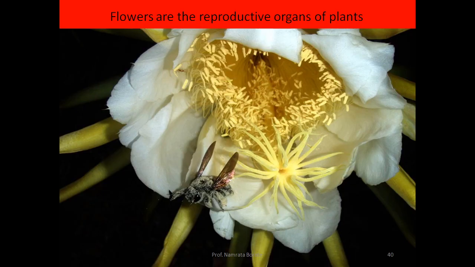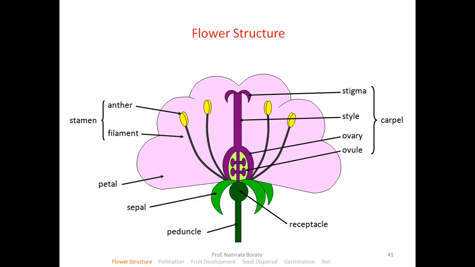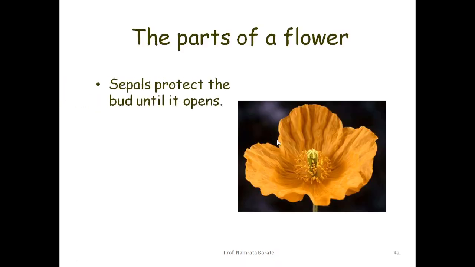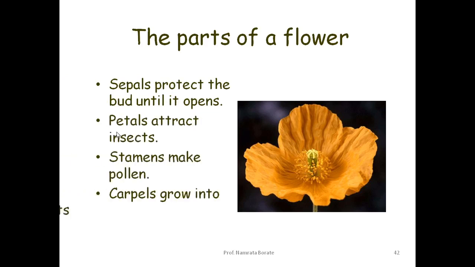So let's see the structure of a typical flower. We have already discussed the structure of a typical flower last year. The flower consists of four different whorls: calyx, corolla, androecium and gynoecium. The individual member of the calyx is known as the sepal, of the corolla the petal, of the androecium the stamen, and of the gynoecium the carpel or pistil. So the four whorls of a flower are sepal, petal, stamen and carpel.